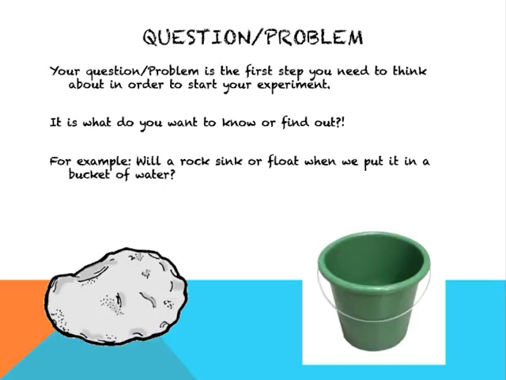First, in the scientific method, you need to come up with your question or your problem. Your question or your problem is the first step you need to think about in order to start your experiment. It is what you want to know or find out. For example, will a rock sink or float when we put it in a bucket of water?